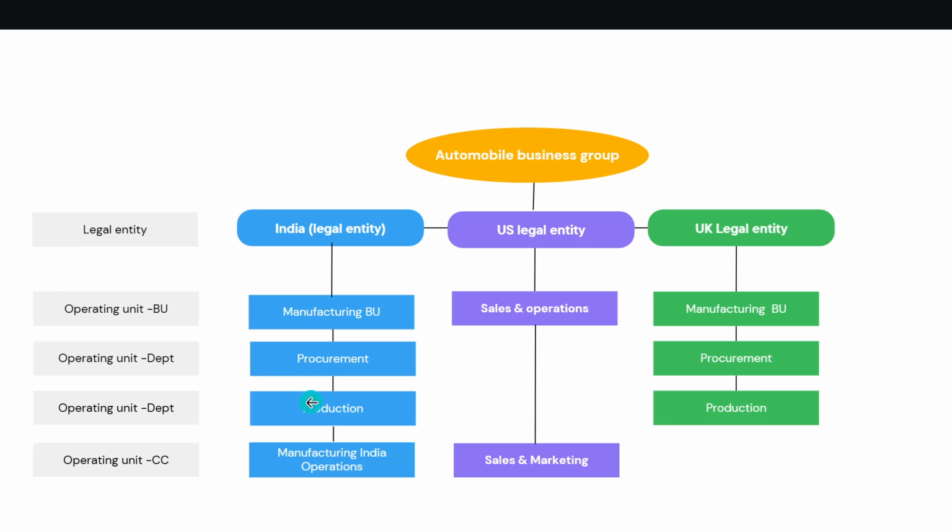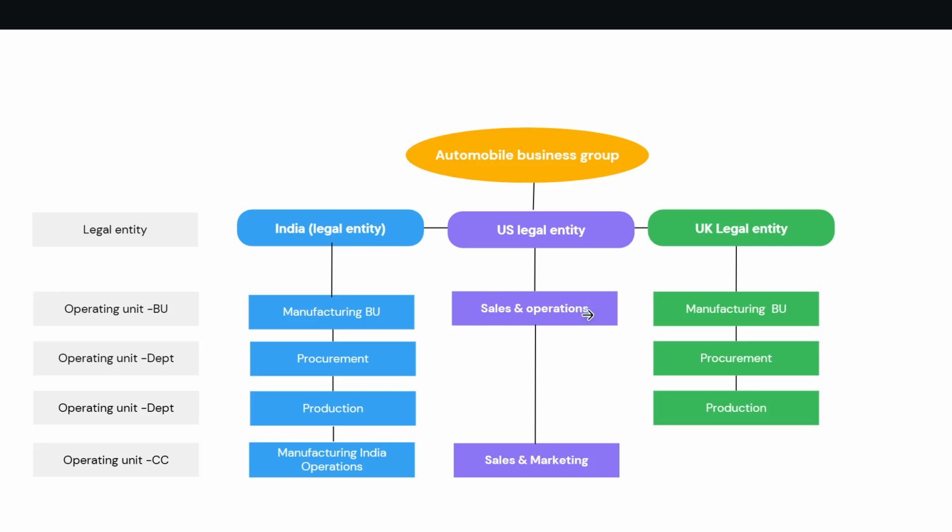And I'm going to have a production department, and I'm going to have a manufacturing operations cost center, to keep it short and simple. And in UK also, I'm going to set up a manufacturing business unit. I'm going to have departments under that: a procurement department, production department. Whereas in my US legal entity, I'm just going to have my sales operations.